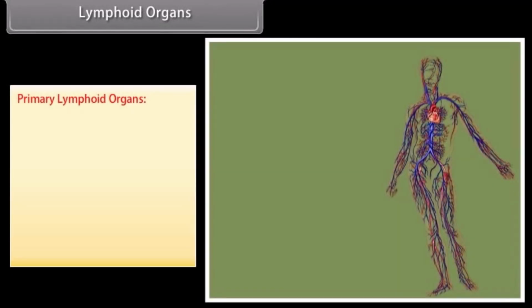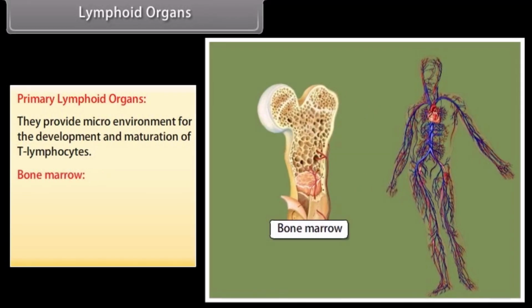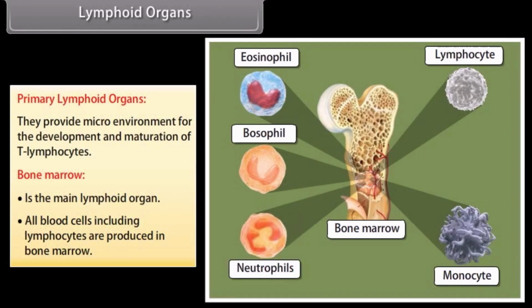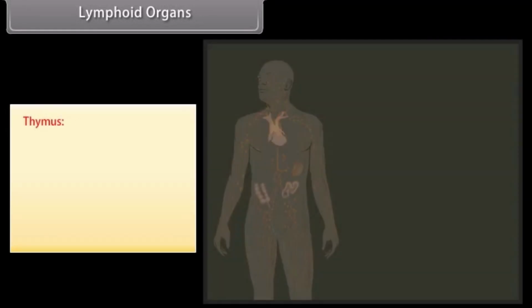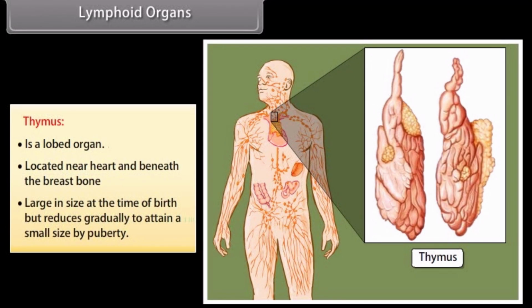Primary lymphoid organs. They provide microenvironment for the development and maturation of T lymphocytes. Bone marrow is the main lymphoid organ. All blood cells including lymphocytes are produced in bone marrow. Thymus is a lobed organ located near the heart and beneath the breastbone. Large in size at the time of birth, but reduces gradually to attain a small size by puberty.